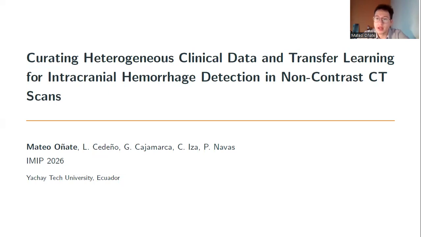My name is Mateo Oñate, and today I'm honored to present to you our research paper titled Curated Heterogeneous Clinical Data and Transfer Learning for Intracranial Hemorrhage Detection in Non-Contrast CT Scans. This project is a collaborative effort between Yachay Tech University and Hospital San Vicente de Paul. Beyond the technical metrics, this work is a response to a real-world clinical data challenge in our local healthcare system.